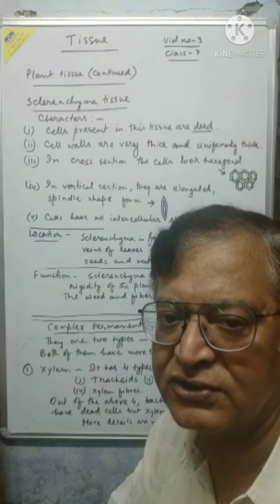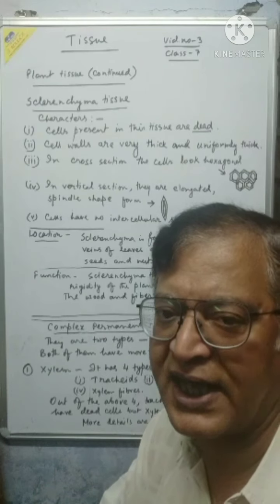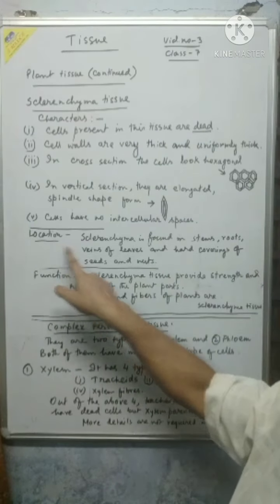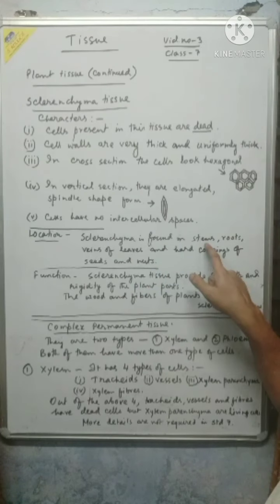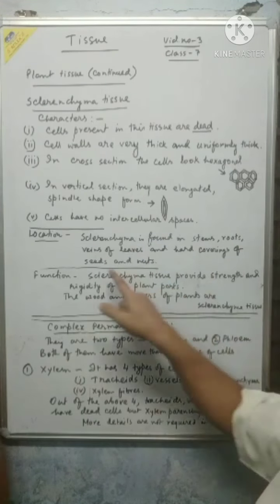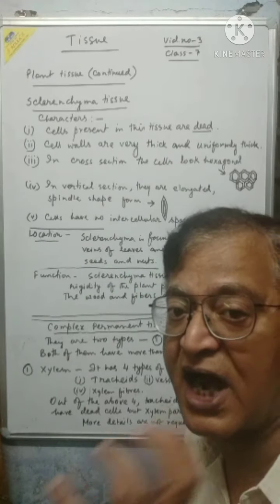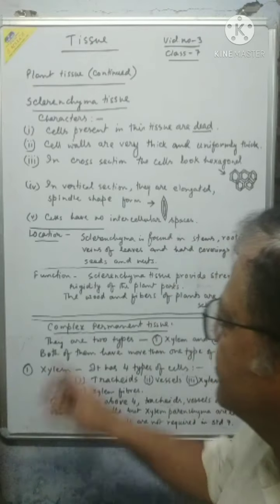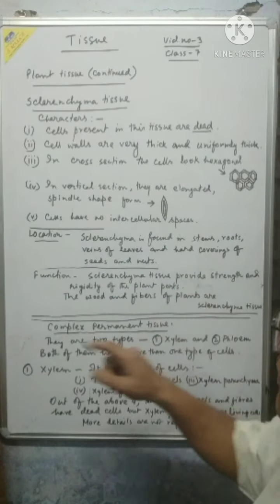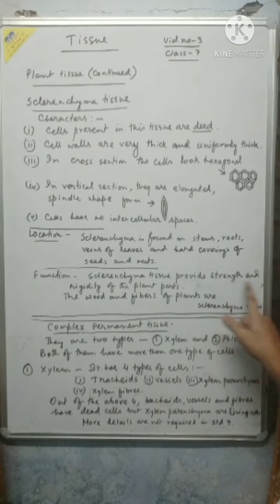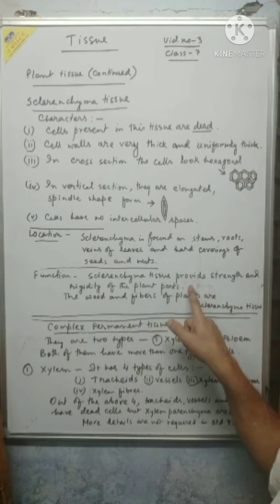This is a very strong kind of tissue. Being dead, the cell wall materials give very strong support and mechanical strength. Location where they are found: sclerenchyma is found in the stems, roots, veins of the leaves and hard coverings of seeds and nuts. Where there is hardness in plants, there is sclerenchyma tissue. What is their function? Sclerenchyma tissue provides strength and rigidity to the plant parts.